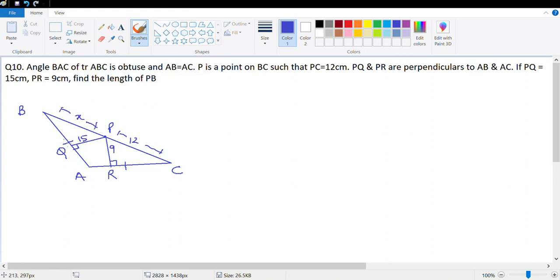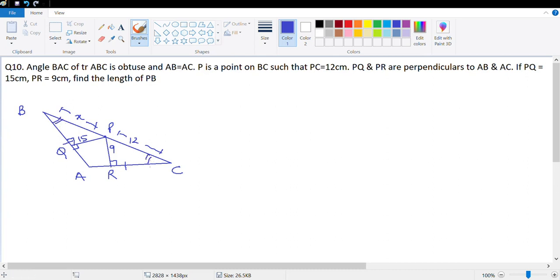Okay, so let's try and prove these two triangles, PQB and PRC, similar. For triangle PRC, we have two sides, which means we should get a ratio. Similarly, in PQB, we have two sides and one is not known, so we should be able to calculate it. I know one angle is 90 degree for sure between these two, and angle B and angle C are equal.